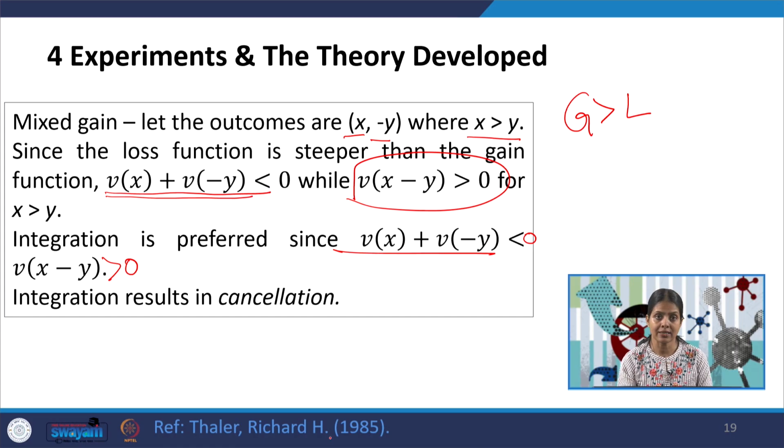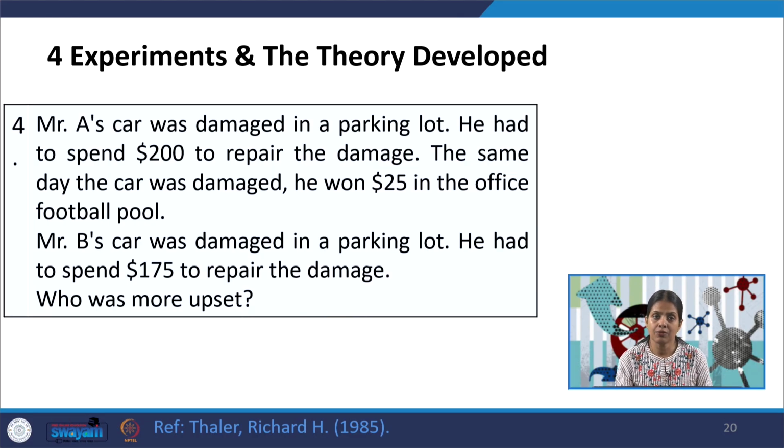What are we cancelling here? We are cancelling the minor loss that is occurring in Mr. A's life. And finally, the fourth experiment: Mr. A's car was damaged in a parking lot. He had to spend $200 to repair the damage. The same day the car was damaged, he won $25 in the office football pool. Mr. B's car was damaged in a parking lot. He had to spend $175 to repair the damage.